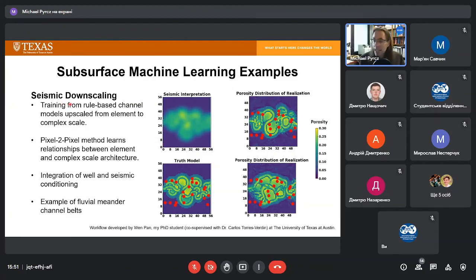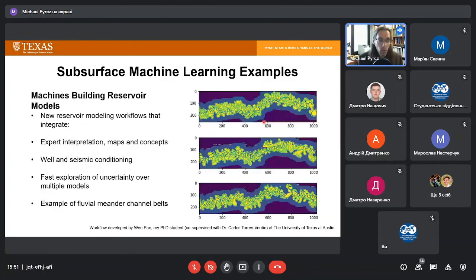We used deep learning to do downscaling from this to this right here, or from this to this. So basically, we're able to say, given this seismic information, give us a realization of what the reservoir could look like. Now you can flow simulate that. We've been working on seismic downscaling for flow simulation support.